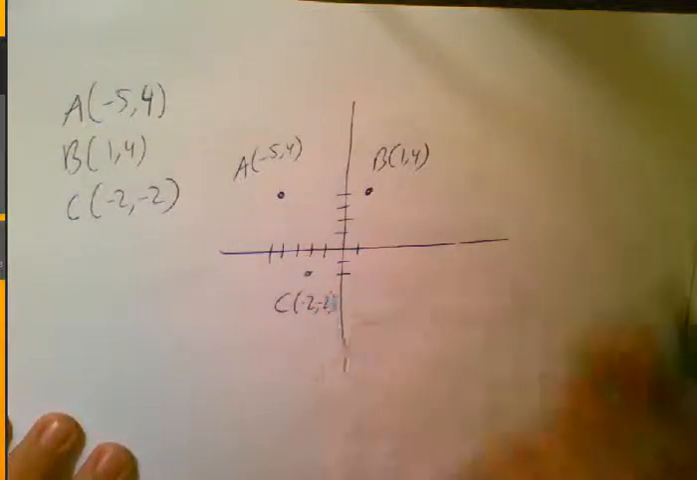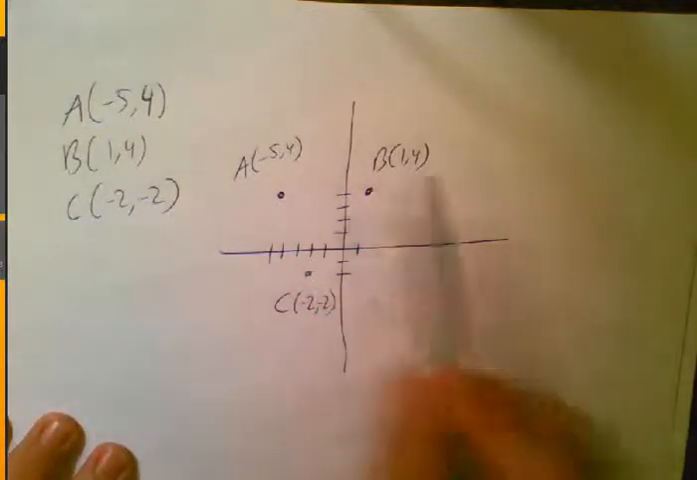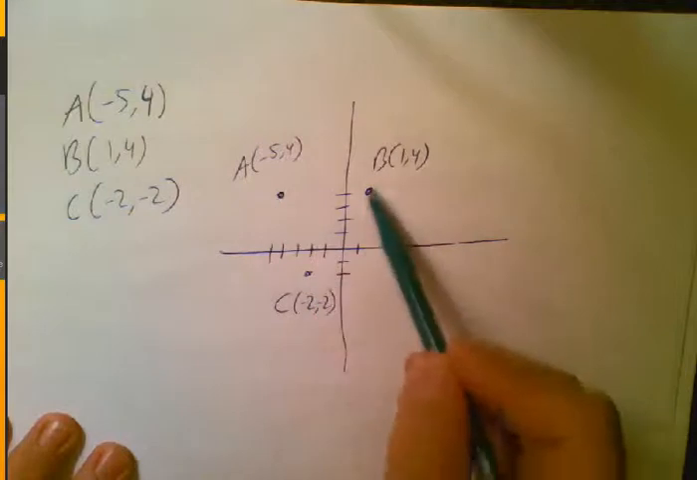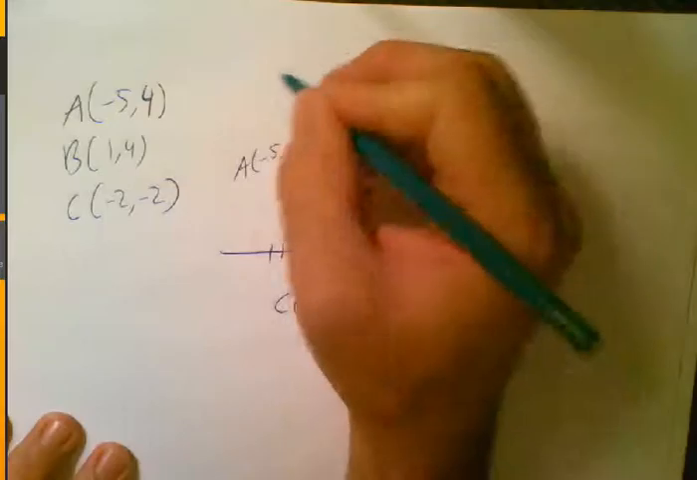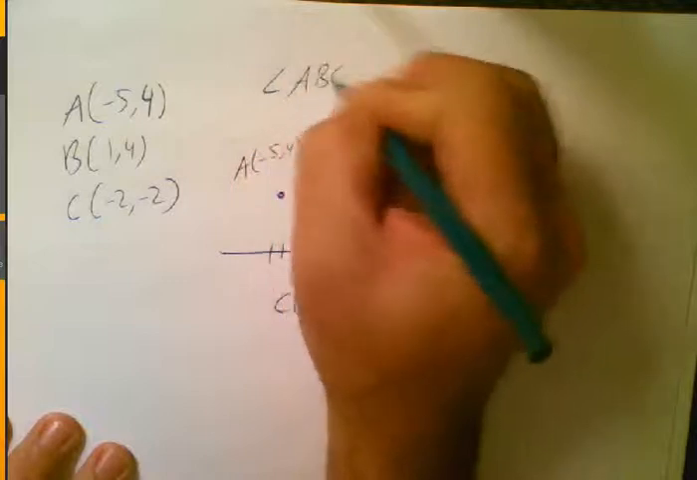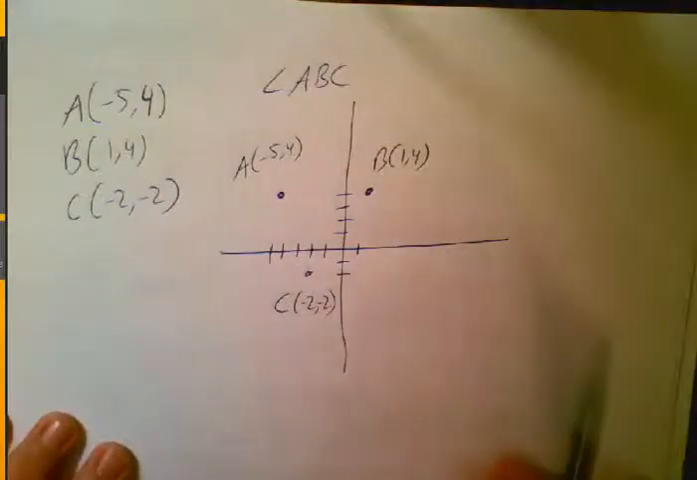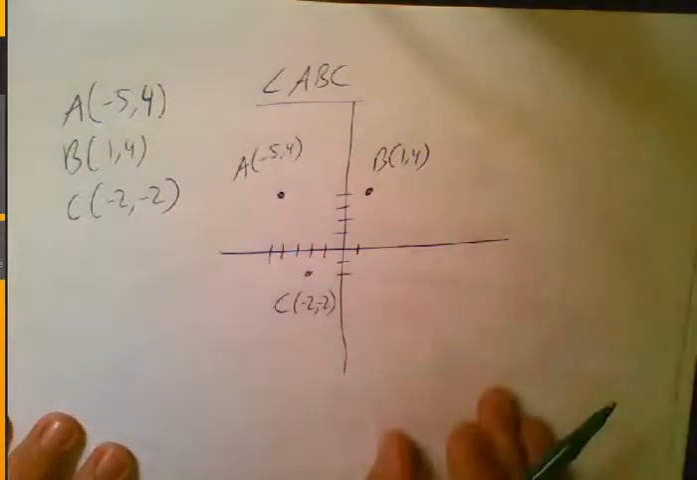Now you might ask, okay, how do you know how to connect them? Do you connect A, C, B? Do you go B, C, A? Do you go A, B, C? Well, they'll have to tell you. So in this case, let's just call it angle ABC, just totally arbitrary. So that's what I want.